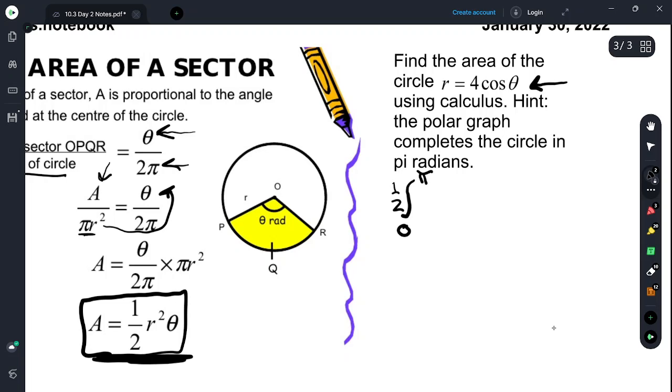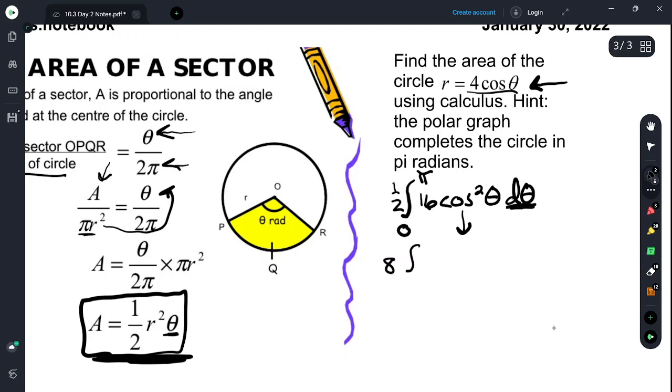We're going to go 1/2 r squared. Well, this is r right here, which is 16 cosine squared theta, d theta. And the theta ends up being the d theta right there. That's the same thing. All right, well, the problem is we don't know how to integrate cosine squared.